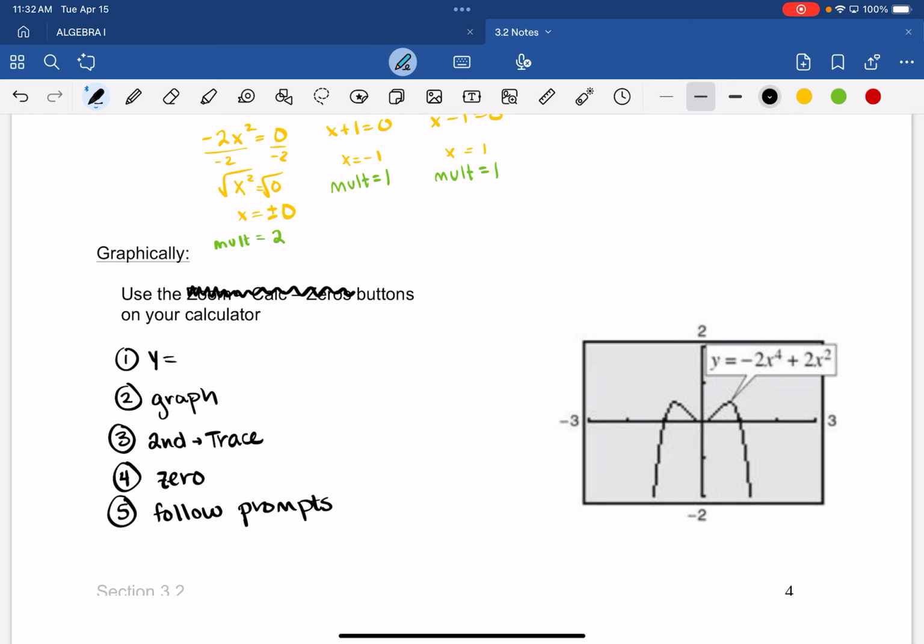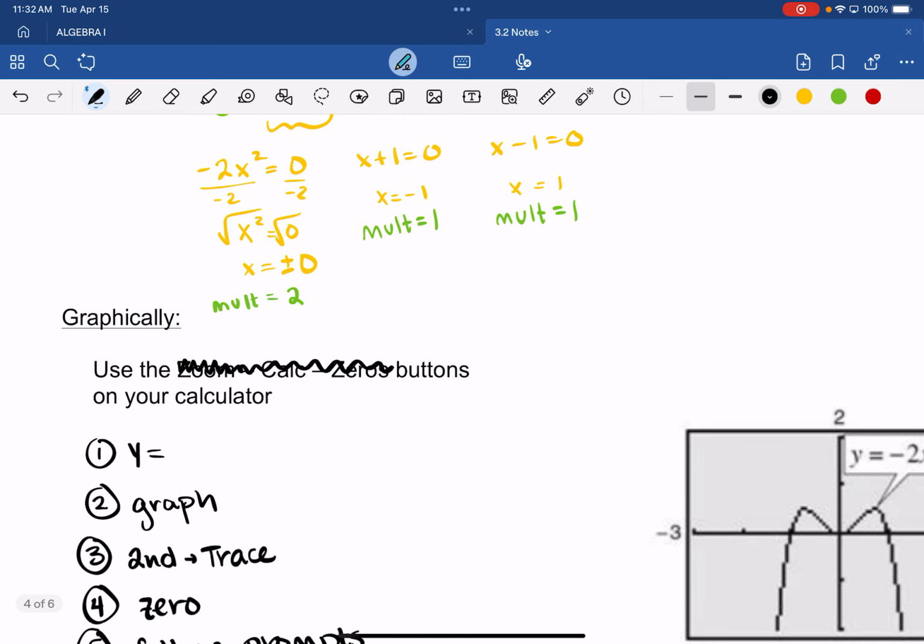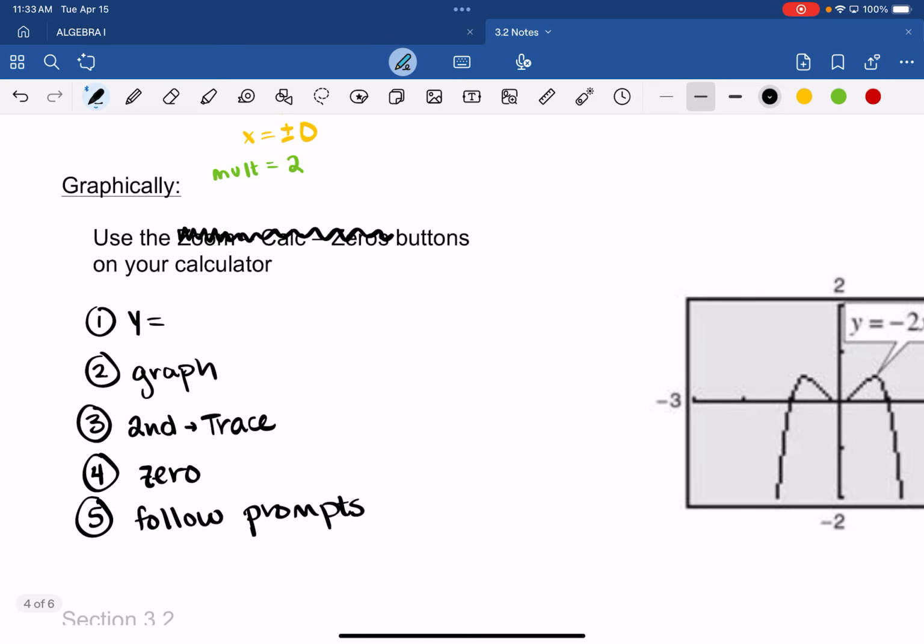So on our calculator, you're going to go to the y equals button and type in our equation, our negative 2x to the 4th from up here. You're typing in that equation from the top. Then you'll hit graph. Then second, and then the trace button. The trace button is one of those tiny skinny yellow ones at the top underneath the screen. You're looking for 0, because that's what we're calling these, the zeros.